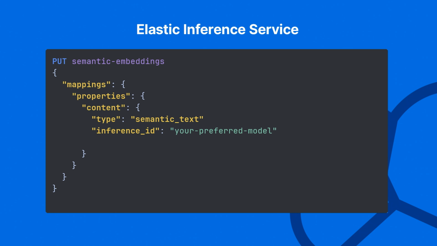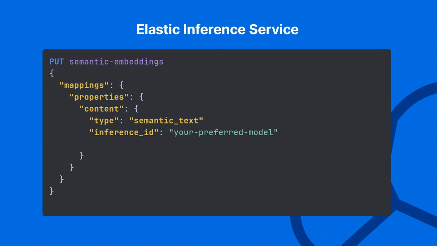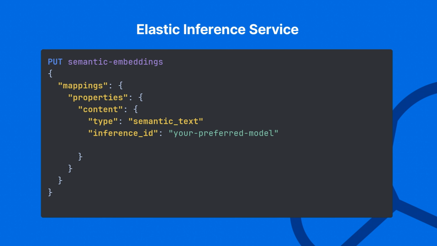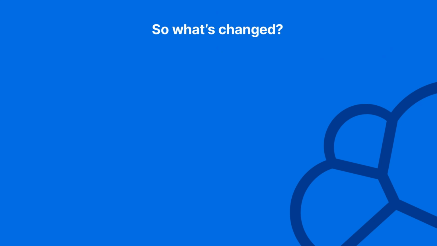You also have the option for more control. You can choose a specific embedding model by setting an inference ID, and we'll go through those available options a little later in the video. Once you have that mapping set, that's all you really need to do. When a query comes in, EIS automatically embeds that query using the same embedding model and runs semantic retrieval against your index data. So what's changed?